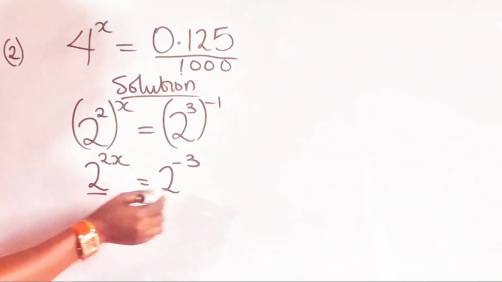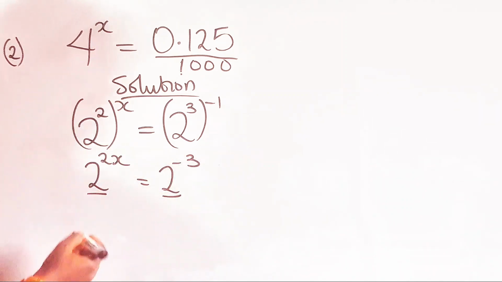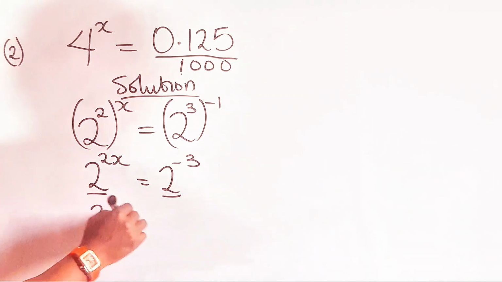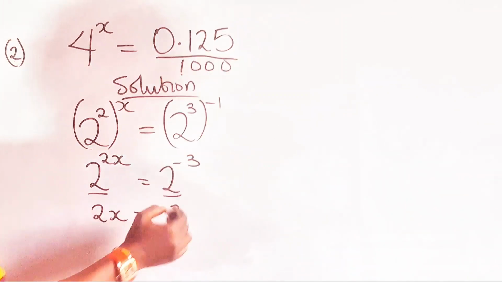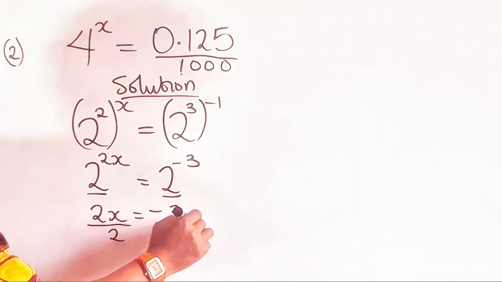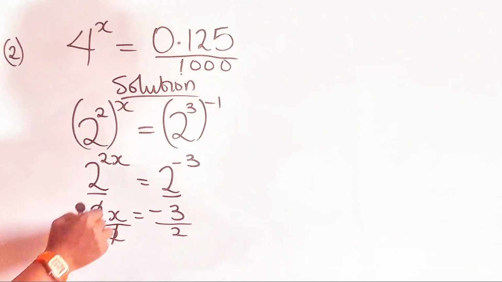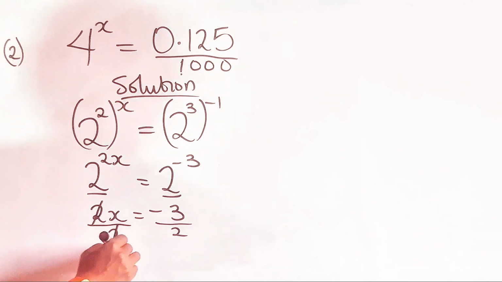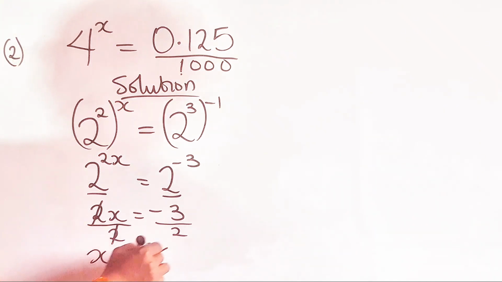So the bases are equal. We can equate the powers. So we have here 2x equals minus 3. To find the value of x, we divide both sides of the equation by 2. These 2, we strike out these 2. So x equals minus 3 all over 2 as the answer.